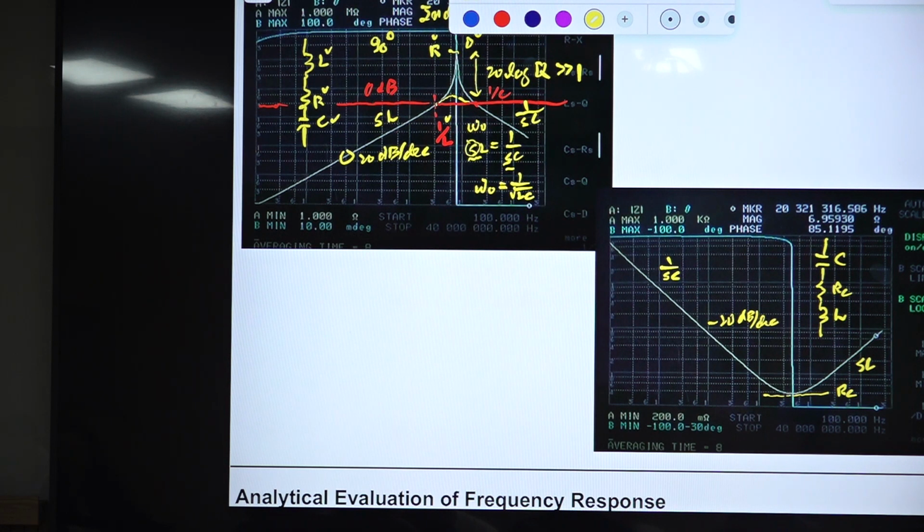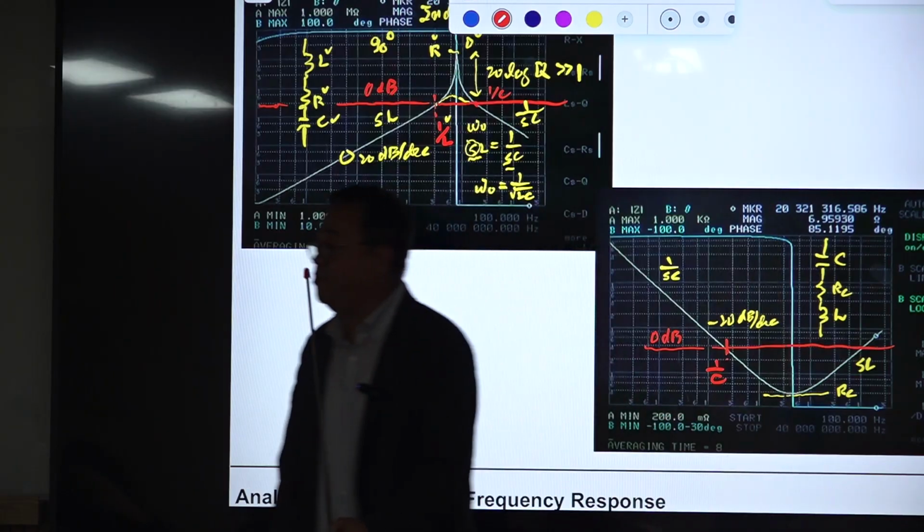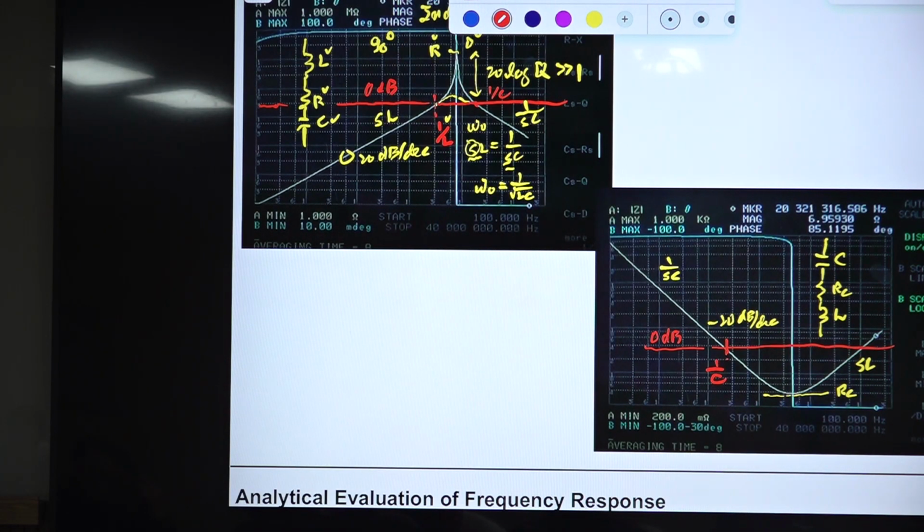Suppose the 0 dB line is located in the middle, somewhere here. Then at this frequency it is 0 dB, and this frequency is 1 over C, same as previous discussions. And this is the radian per second value corresponding to 1 over L. Okay, and I said this is the RC, so you measure all of this together with this simple measurement, right?